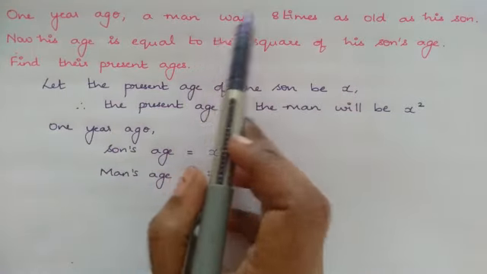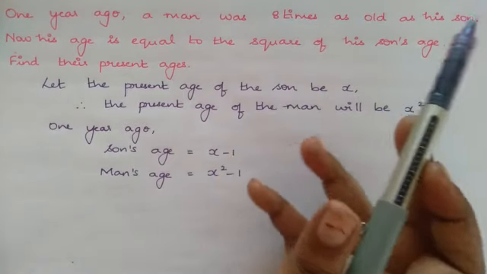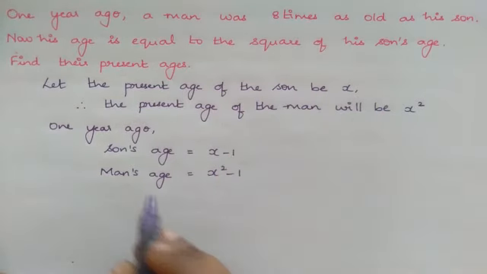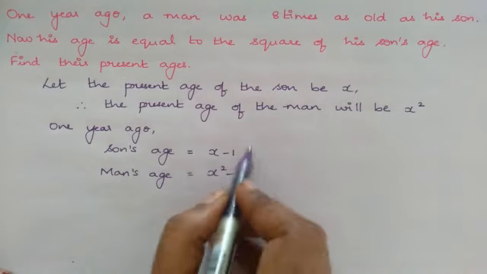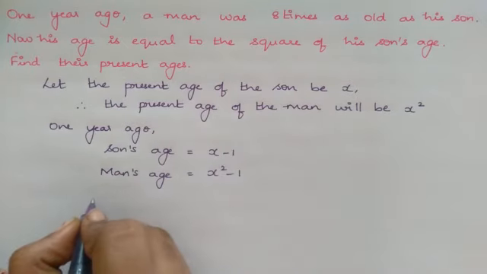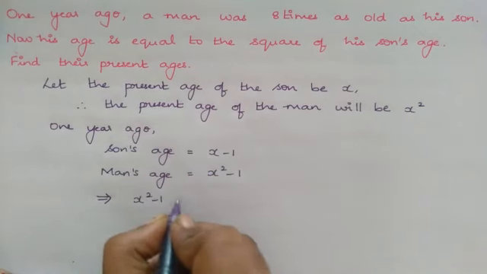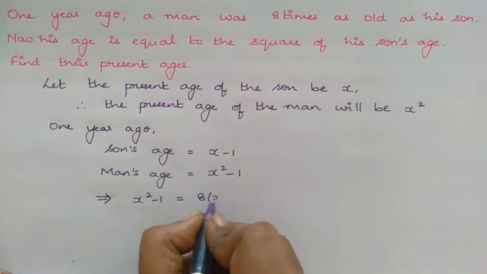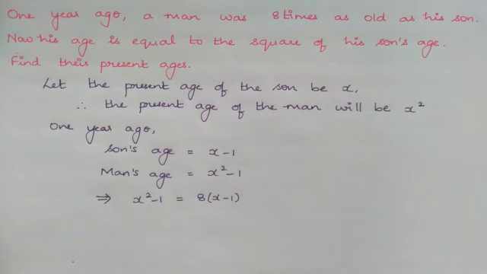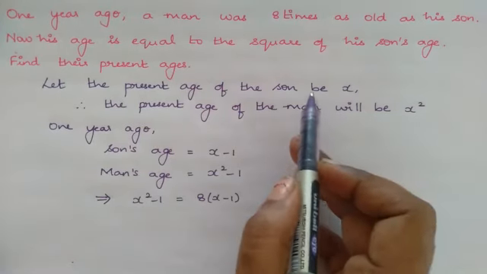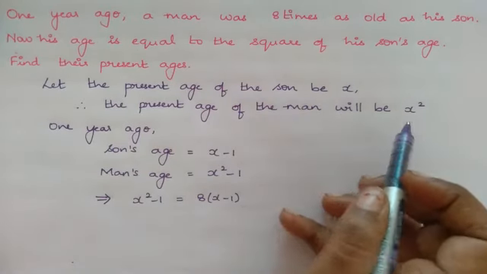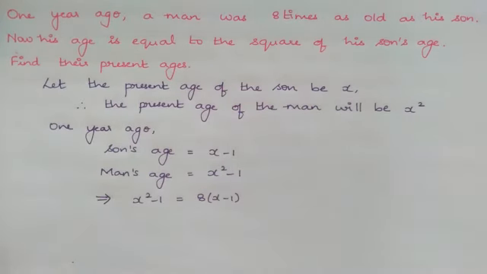A man was 8 times as old as his son. So, the man's age is equal to 8 times the son's age. This implies the man's age, x square minus 1, is equal to 8 times the son's age, x minus 1. This is what is mentioned here. We are going to solve this equation and identify x. That will be the present age of the son, from which we can identify the present age of the man also.